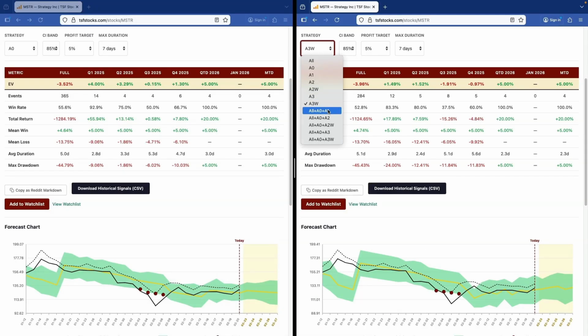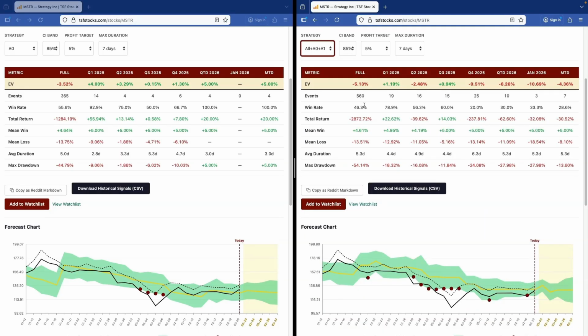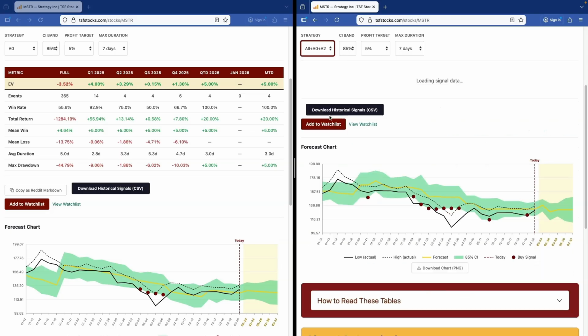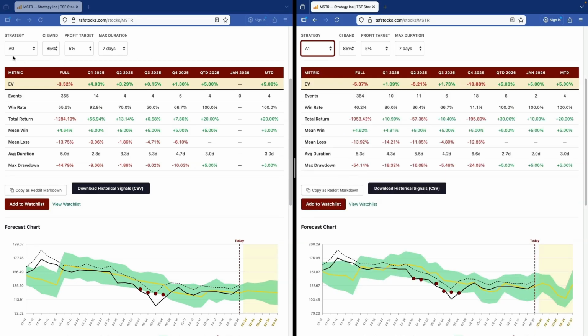Now, the combined strategies layer multiple forecast models together to maximize your entry opportunities. But since the combined strategies include the all forecasts model, and the all forecast model is terrible, at least right now for MSTR, all of the combined models are also terrible. So the two best strategies are A0 and A1. Now we're going to go with the A1 strategy because it's had slightly better returns so far this year. It's returned 30% so far in 2026 versus 20%.